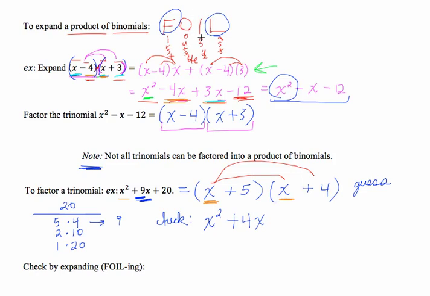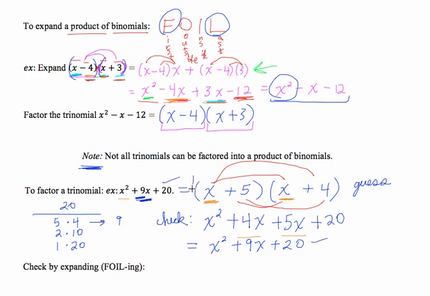Then next on the foiling is the inside two terms, which are the positive 5 and that x. Positive 5 times x is positive 5x. And then the last part of foiling is to multiply the two last terms together, which is this 5 and 4. Positive 5 times positive 4 is positive 20. Now, so far it doesn't look like what we started with, but if we combine these two middle like terms, 4x and 5x, and add those together, we get 9x. So this does work because we got exactly what we started with when we checked our answer.